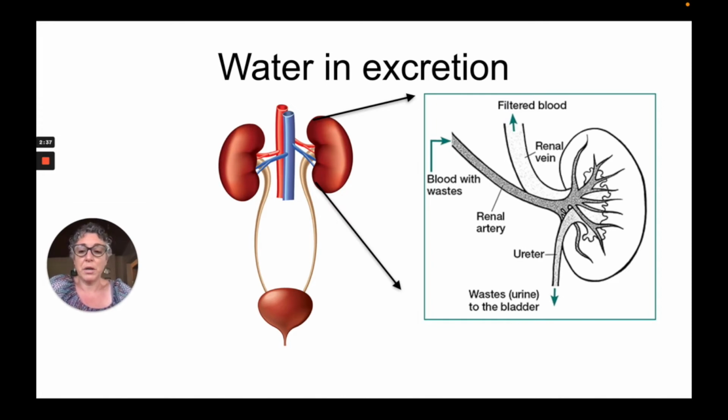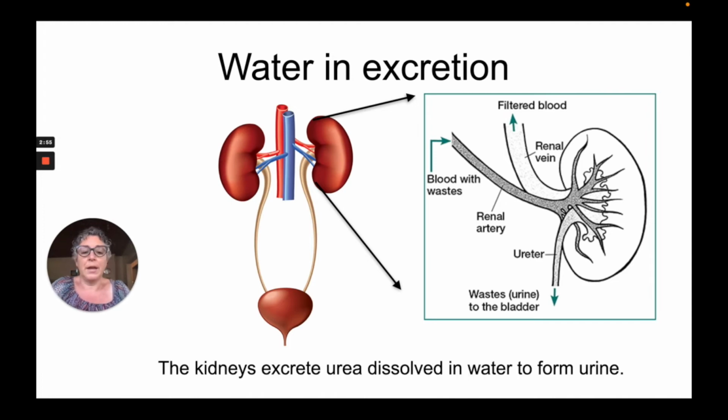So the waste products are removed, any excess salts are removed, and any excess water is removed. The blood that has been filtered now returns back to the body. The waste, which is what we call urine, is going to then move to the bladder. The urea, which is the chemical waste that is the main component of urine, is dissolved in water. And so water plays a role in excretion because it dissolves the urea to form the urine.